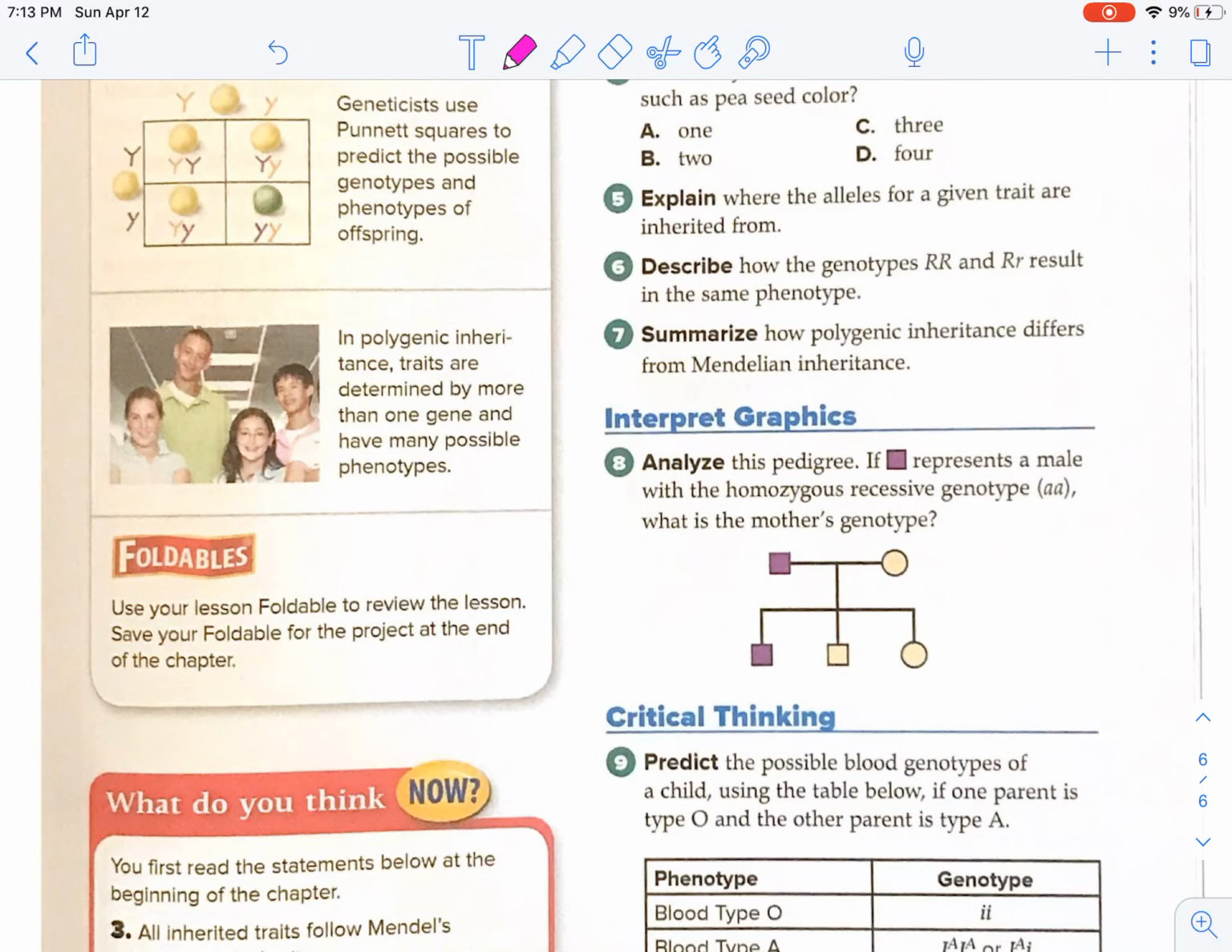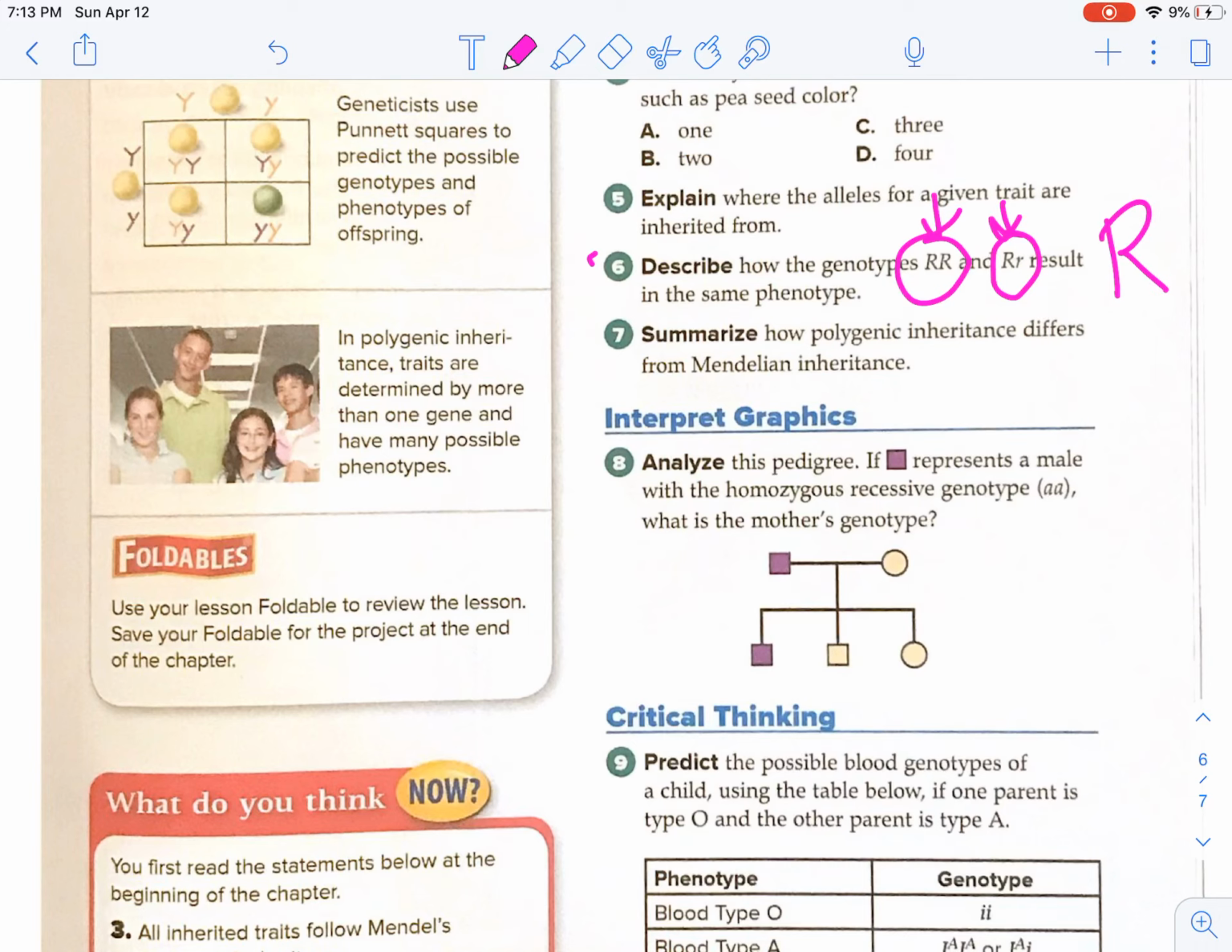Okay, let's look at number 6. Describe how the genotypes of capital R, capital R and capital R, lowercase r result in the same phenotype. Well, each of them has at least one of the dominant allele, the capital R.